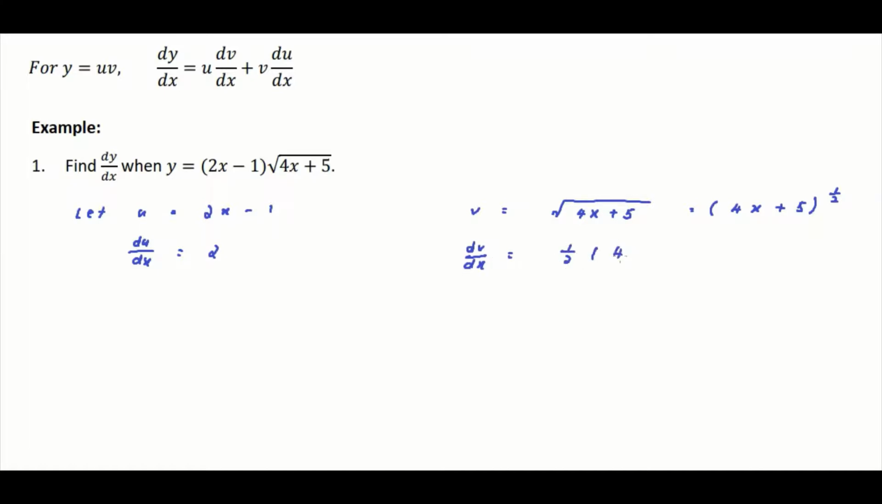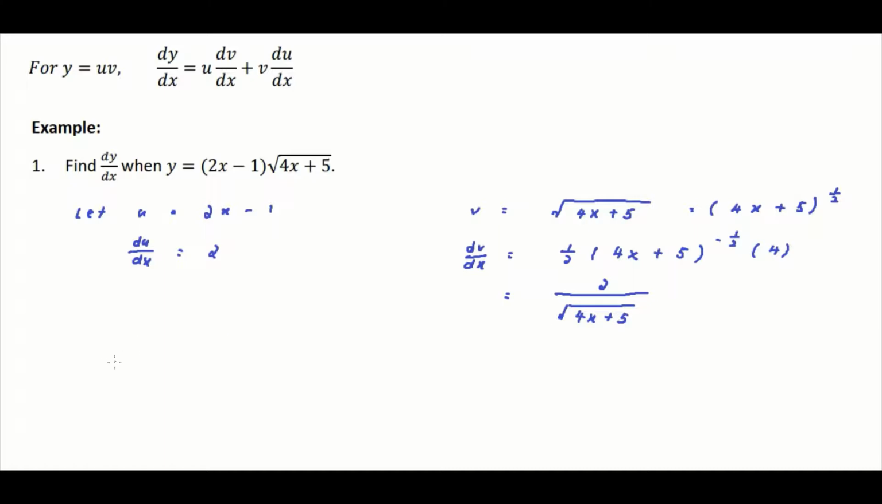Then after that, for the 4x plus 5, you get negative 1 over 2 and multiply with 4. So from here, 1 over 2 times 4, you are getting 2. Then after that, this will become 2 over the square root of 4x plus 5.